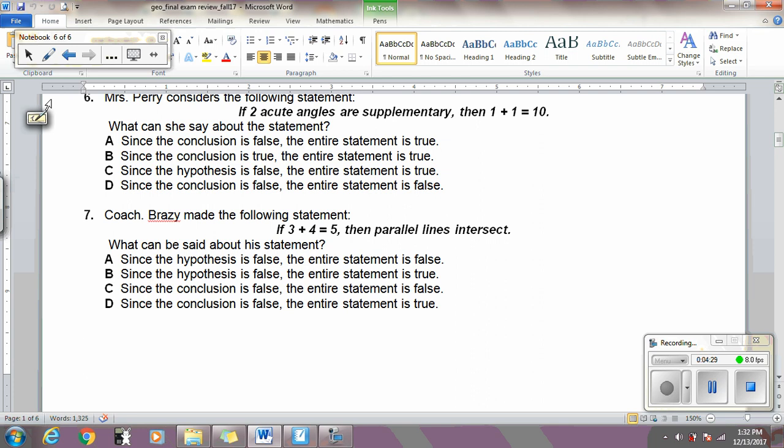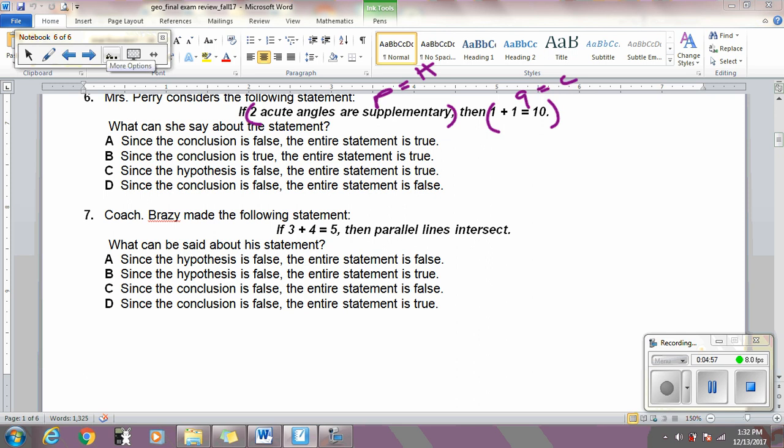Number 6. Ms. Perry considers the following statement. If two acute angles are supplementary, then 1 plus 1 is equal to 10. P is two acute angles are supplementary. Q, 1 plus 1 is equal to 10. P is also known as your hypothesis. Q is known as your conclusion.